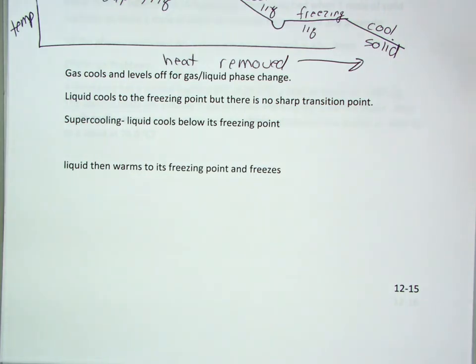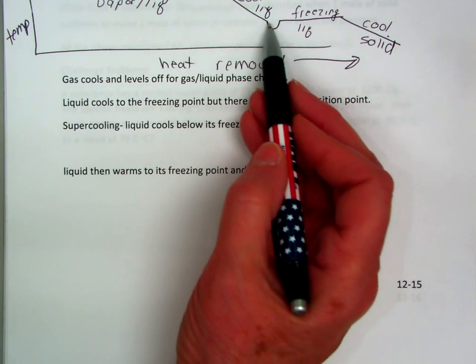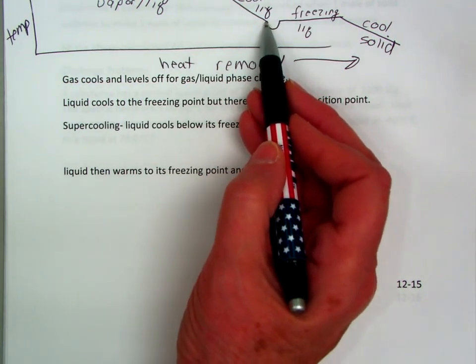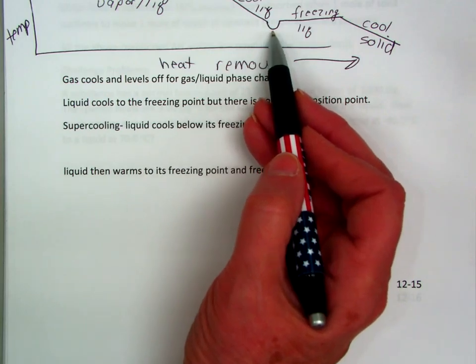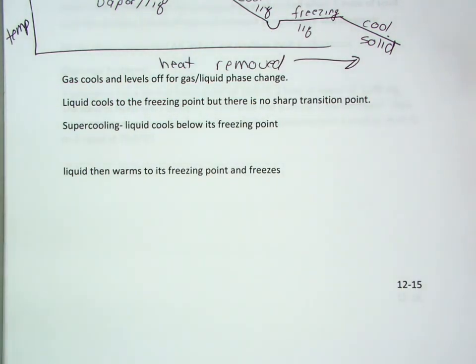So what's happening is we're cooling the liquid down. We get here, and all of a sudden the molecules say, oh, hey, it's cold in here. We should get in the lattice. But the temperature keeps going down because it takes them time to get into their positions.